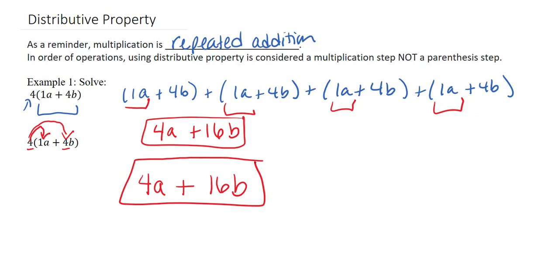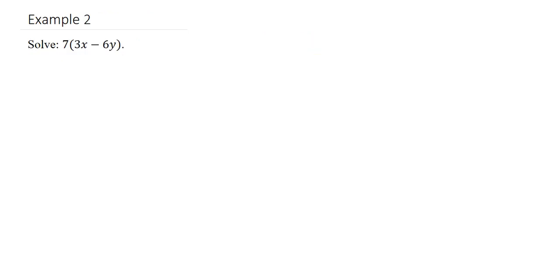Notice how that saved us some time. We didn't have to write it all out and then add them all together. We can just go 4 times 1, and then 4 times 4, and write it all out as 4a plus 16b. So let's look at some more examples.